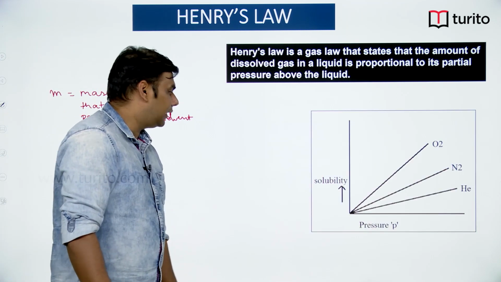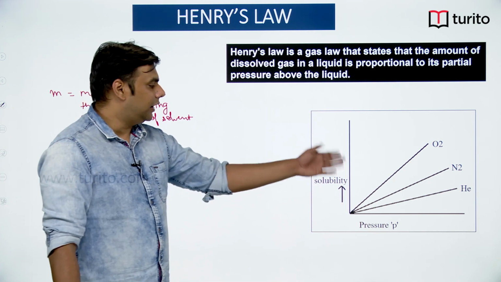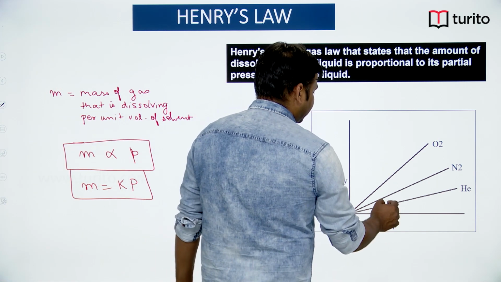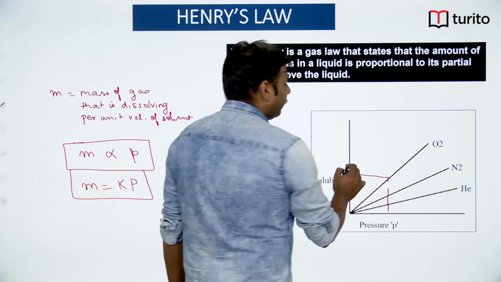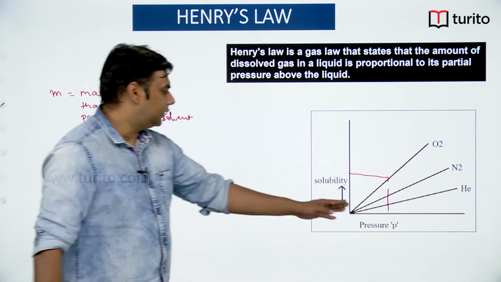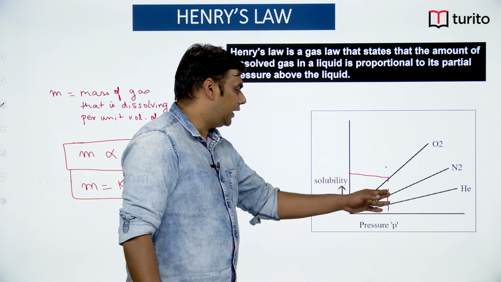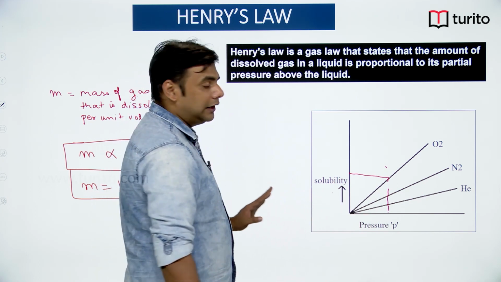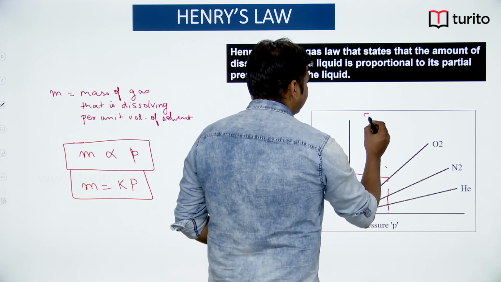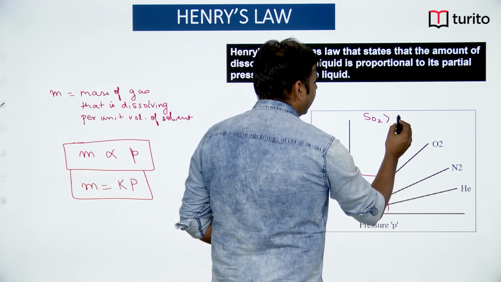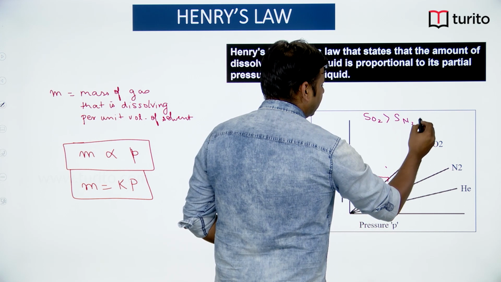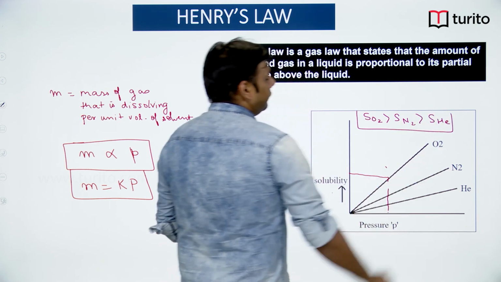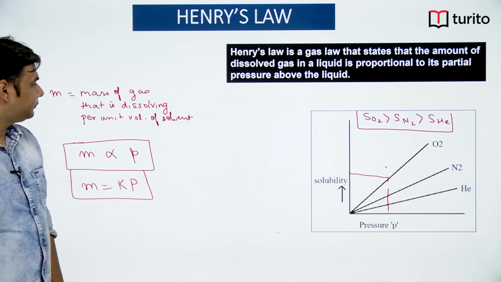Now if you look at a graph, this is basically the solubility versus pressure graph. You can clearly see that at any given pressure, the solubility of O2 will be more. At this particular pressure, the solubility of O2 is more than that of N2, and more than that of helium. So we'll say that the solubility of O2 is more than the solubility of N2, and the solubility of N2 is more than the solubility of helium. Hope this is clear to you.